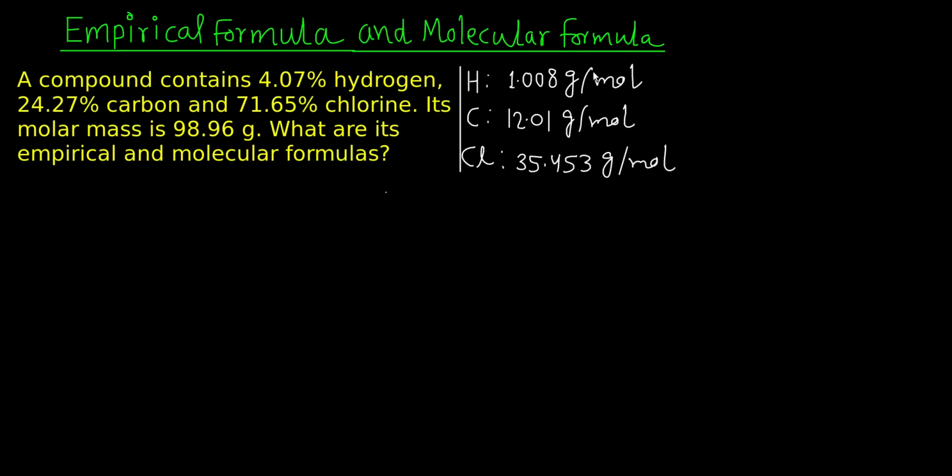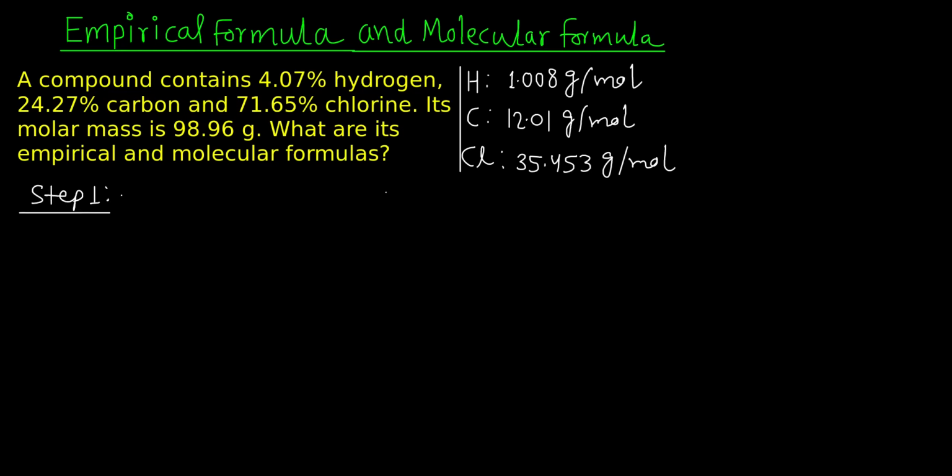On the right side here I have written the atomic weights of the three elements found in this compound: hydrogen, carbon and chlorine. That will be used in this question. So let us start and see how we can proceed. There will be three steps for determining the empirical formula. So let's write step 1 first.